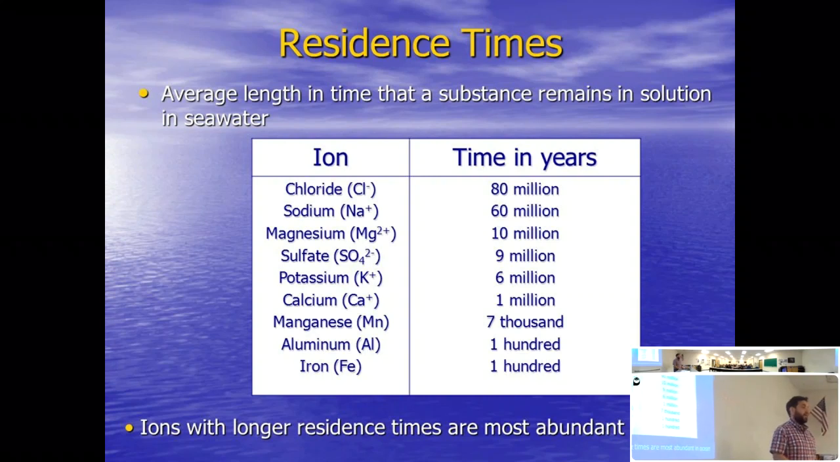So on the test, for example, if I gave you a table like this, and I said the mixing time of the ocean is 1,600 years, which of these constituents should be well mixed in the ocean? That means that wherever you go in the ocean, the concentration of this particular constituent should be the same. Well, you would answer manganese, calcium, potassium, sulfate, magnesium, because why? Because all of them have residence times greater than the mixing time of the ocean. So they have time to get well mixed by the ocean. These things, aluminum and iron, are non-conservative constituents because they have residence times less than the mixing time of the ocean. Okay?